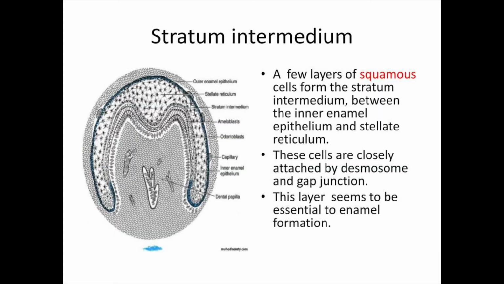Stratum intermedium. A few layers of squamous cells form the stratum intermedium between the inner enamel epithelium and stellate reticulum. These cells are closely attached by desmosomes and gap junctions. This layer seems to be essential to enamel formation.